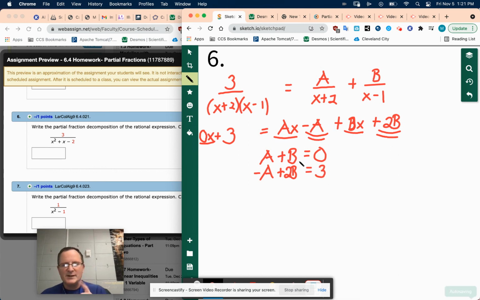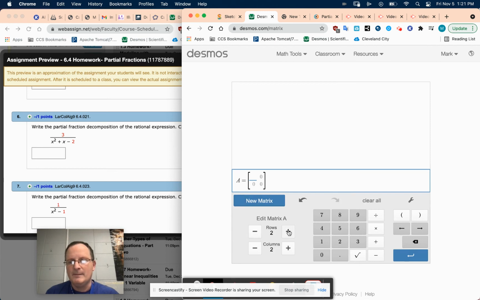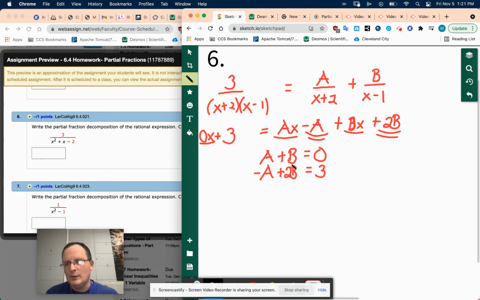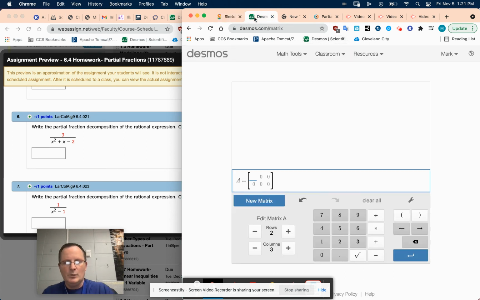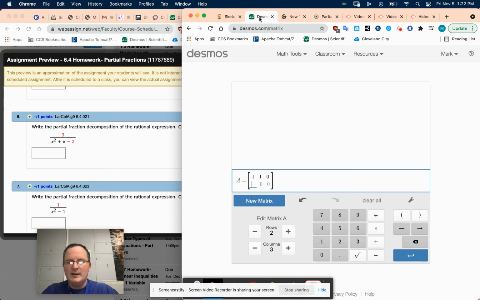I don't know if yours is going to turn out that way, so just to be on the safe side, I'm going to do the Desmos matrix. So I'm going to enter a new matrix. It is a 2 by 3. All right, and then I have coefficients 1, 1, 0. Okay, so 1, 1, 0, 1, 1, 0. And then my second row is going to be negative 1, 2, and 3. This is one that's pretty easy to solve by hand, but I'm worried about what yours might look like.